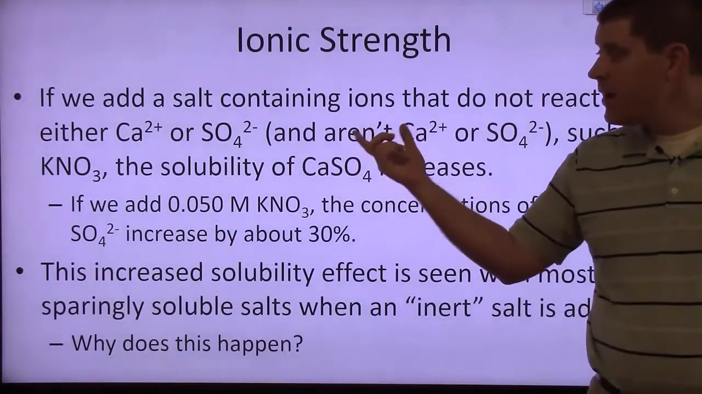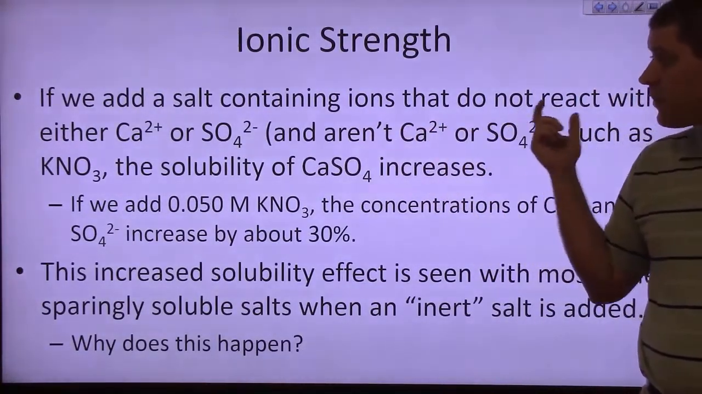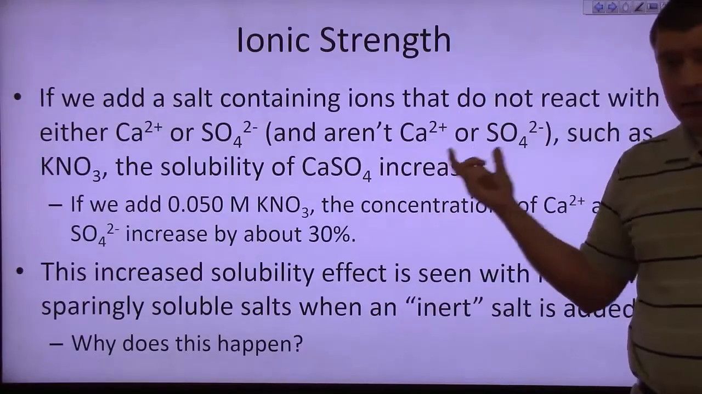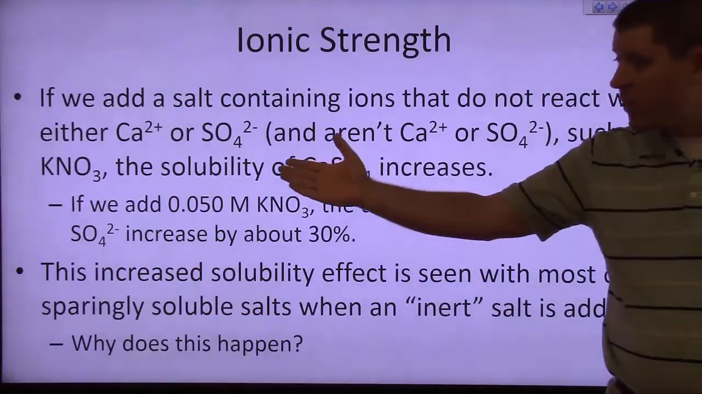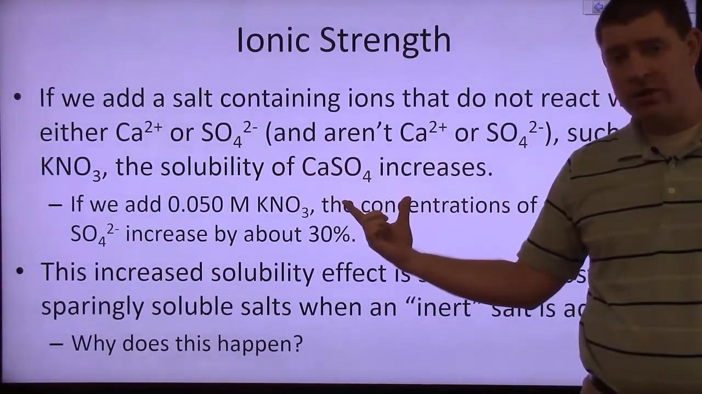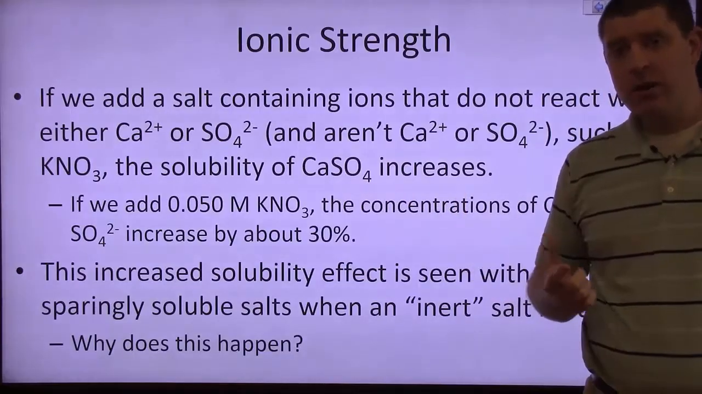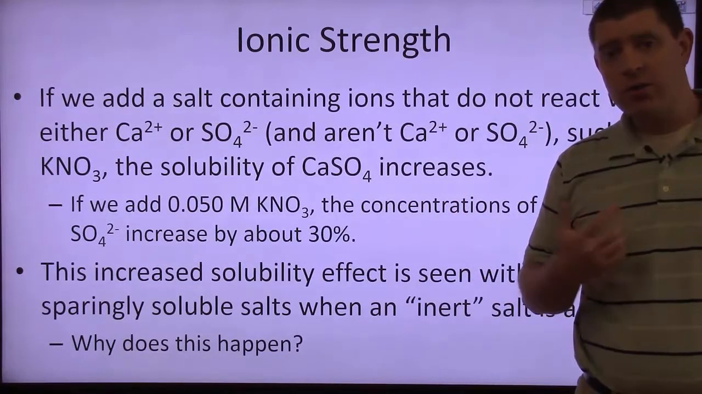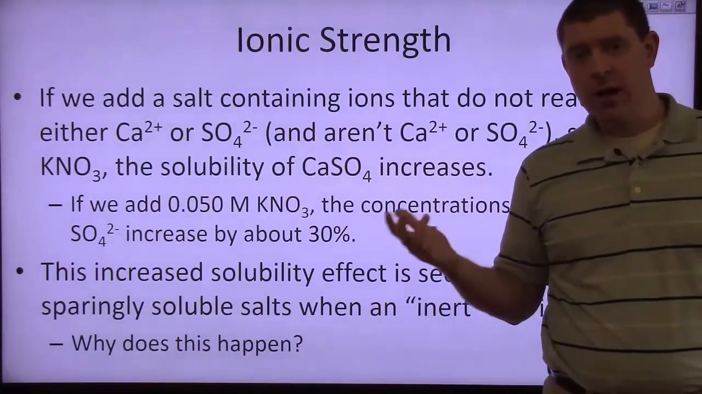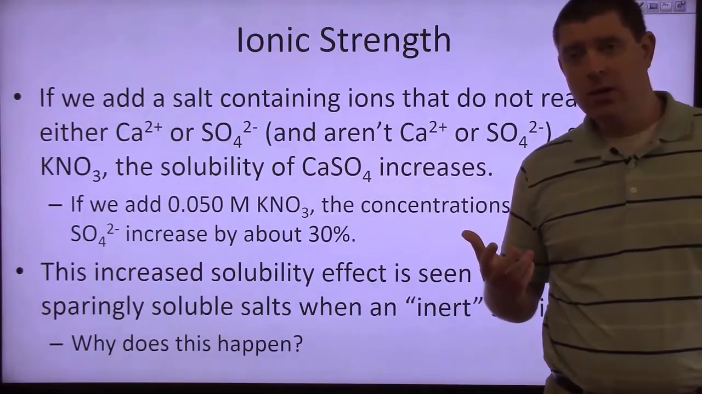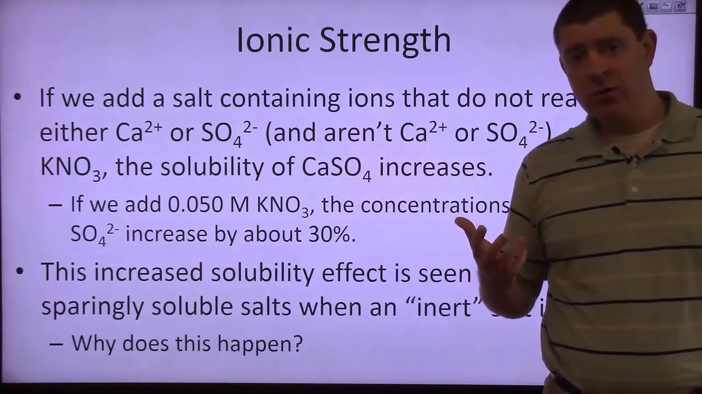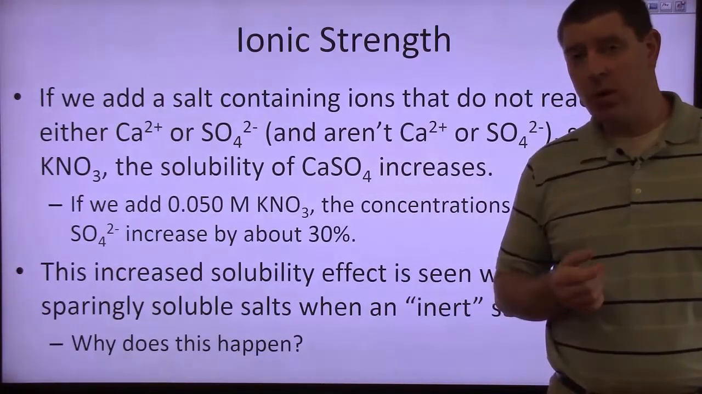Now, if we add a salt containing ions that do not react with either calcium or sulfate and aren't calcium or sulfate themselves, for example potassium nitrate, the solubility of calcium sulfate increases. That seems strange, because according to Le Chatelier's principle, adding a salt that is not part of the solubility equation, not a reactant or a product, shouldn't shift the equilibrium one way or the other.